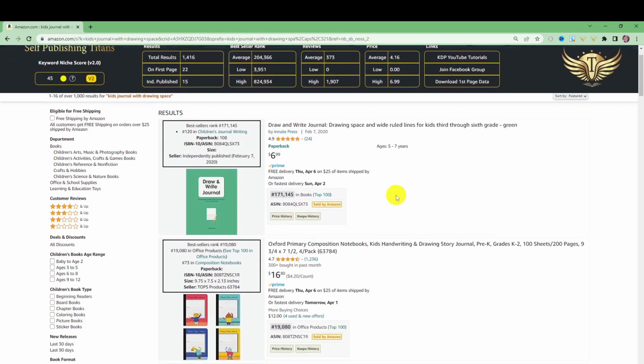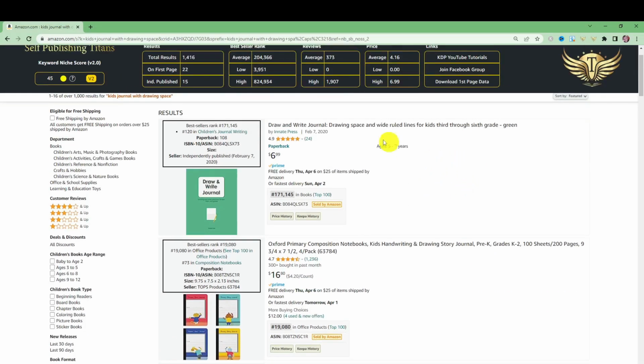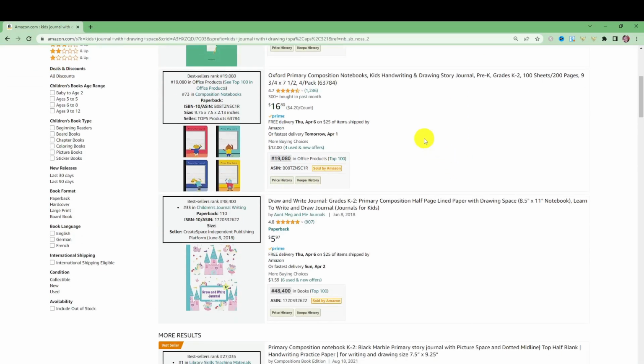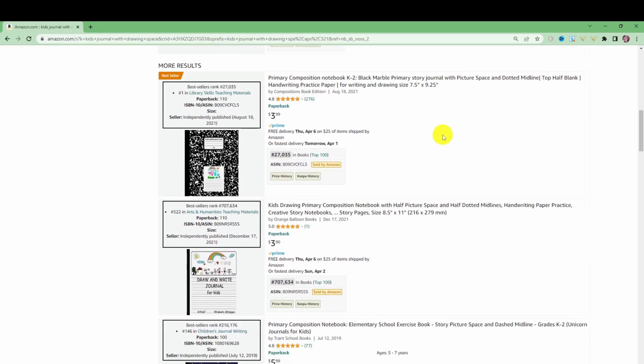So this is independently published, 2020, very simple cover, and it's doing well. 171,000 is not too bad at all. And it's in the first position on this search term. It's for ages 5 to 7. This one is not independently published. This one is June 2018, so very well established on this front page. August 2021, not too long ago, doing very well, 27,000 on a BSR.